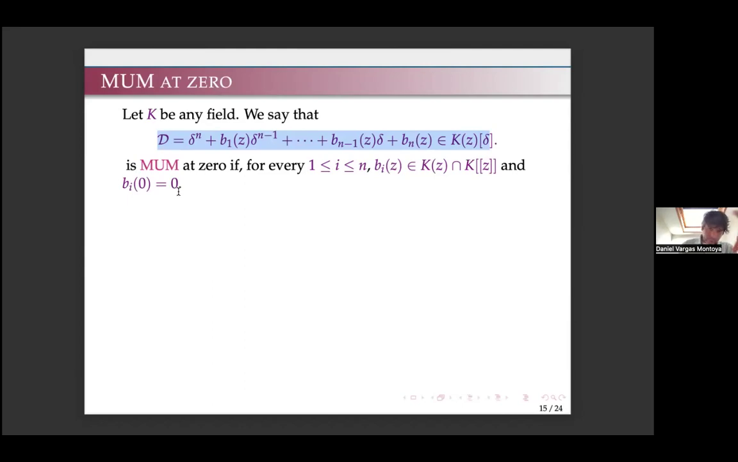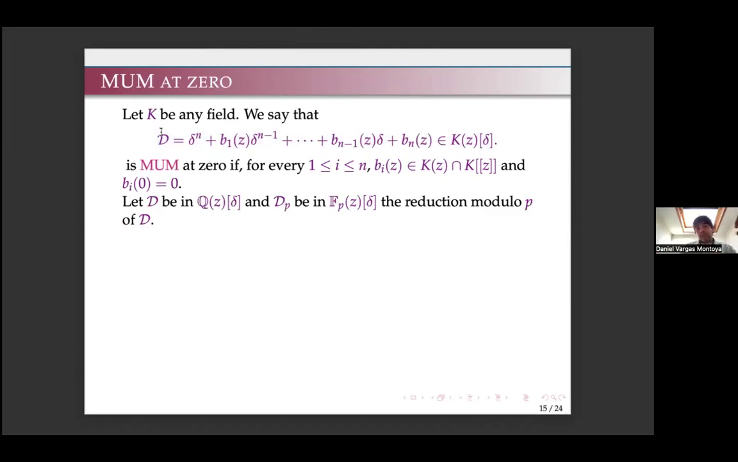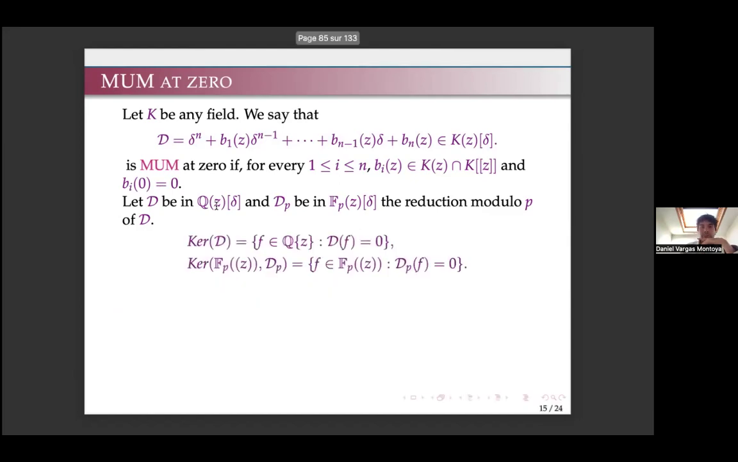Okay, so this is the algebraic definition, but of course, if you take k as the field of complex numbers, this definition is equivalent to the geometric definition. Now we are going to take a differential operator D with coefficients in Q(x), and we are going to consider D_p, the reduction of D modulo p. We can reduce D modulo p for almost every prime number p, because this is an operator with coefficients in Q(x).